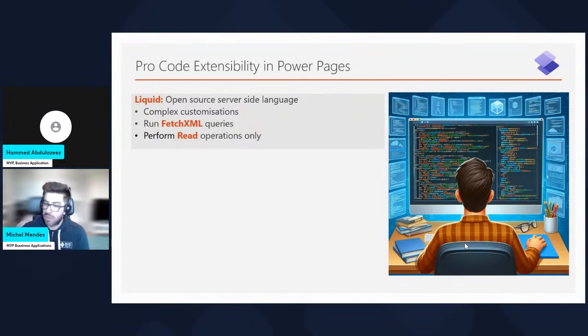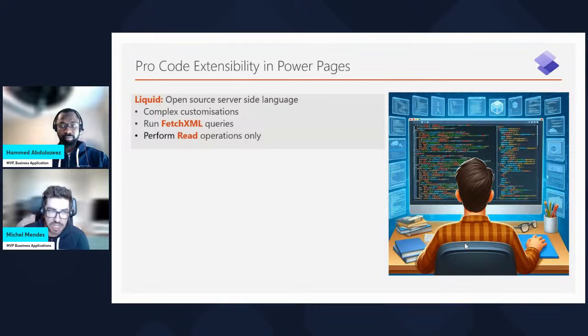What are now the Pro Code extensibility options we have in Power Pages? If you want to do server-side customizations, we have Liquid as a powerful language that we can use to create custom web templates and custom pages. We can run very complex FetchXML queries and render the pages as we want on top of FetchXML, for example. But the disadvantage is that Liquid is used only to render content. So you cannot use Liquid to do updates or change data. It has to be used only to create pages to exhibit data.